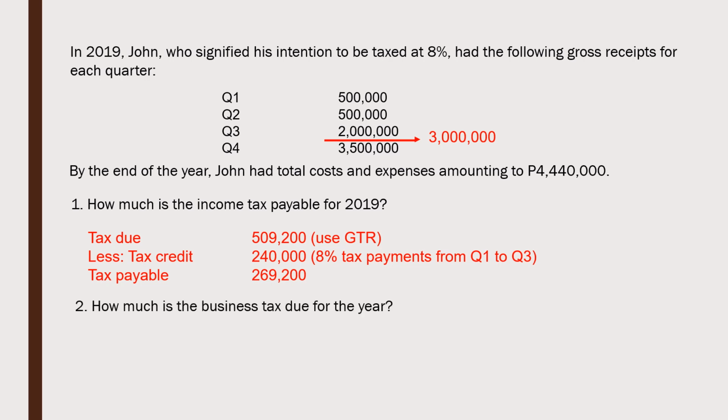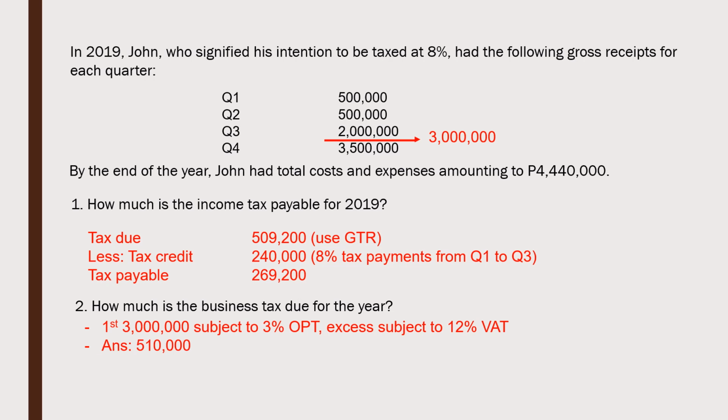How much is the business tax due for the year? So the first 3 million will be subject to 3% OPT, while the excess will be subject to 12% VAT. So that will be 3 million times 3% plus 3.5 million times 12%. So the answer will be 510,000.